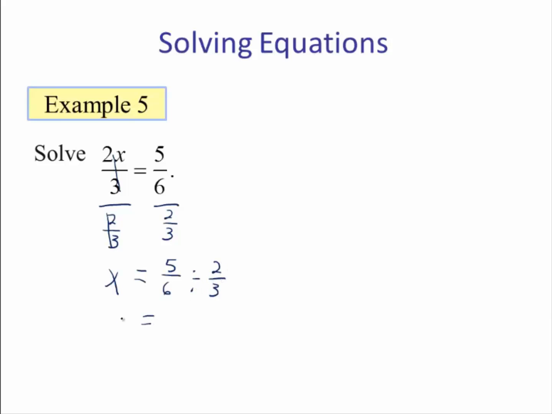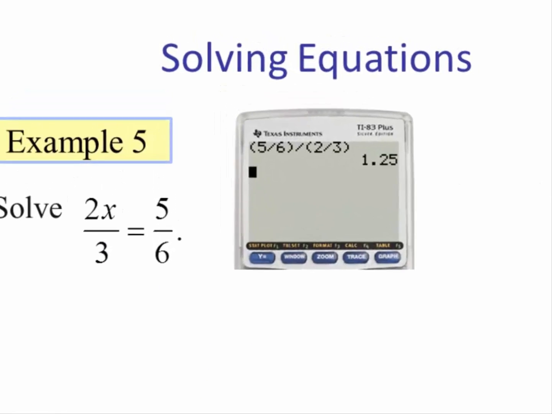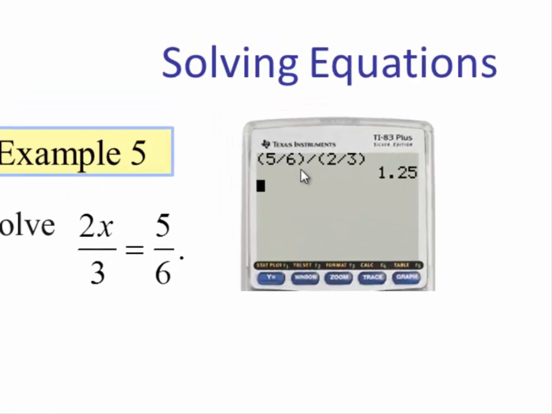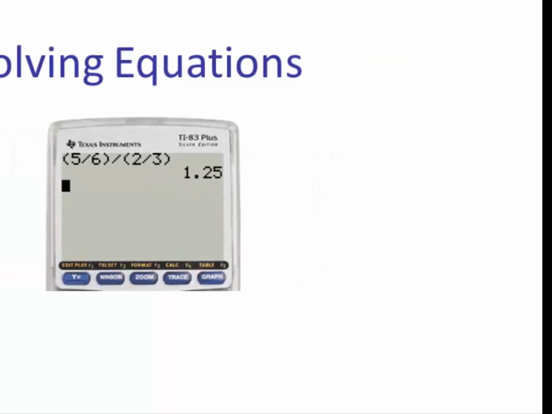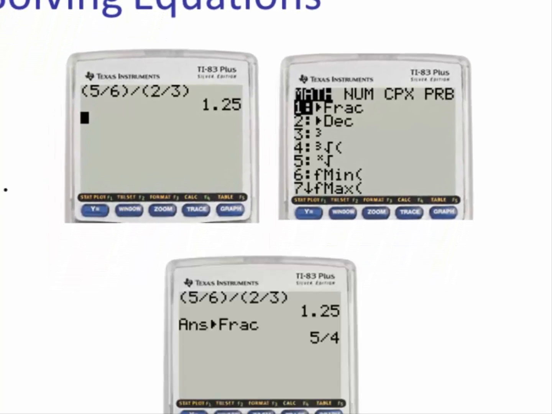Now we can enter this on the calculator, or we could do it by hand. If you do it by hand, you have to remember same change flip. 5/6 stays the same. Change the division to multiplication, and then you flip this fraction. So you're left with 15 over 12, which of course reduces to 5 over 4. To verify this on the calculator, if we take 5/6 and divide it by 2/3, we get 1.25. And if we hit the math button and hit enter, we change our answer to a fraction, 5/4.